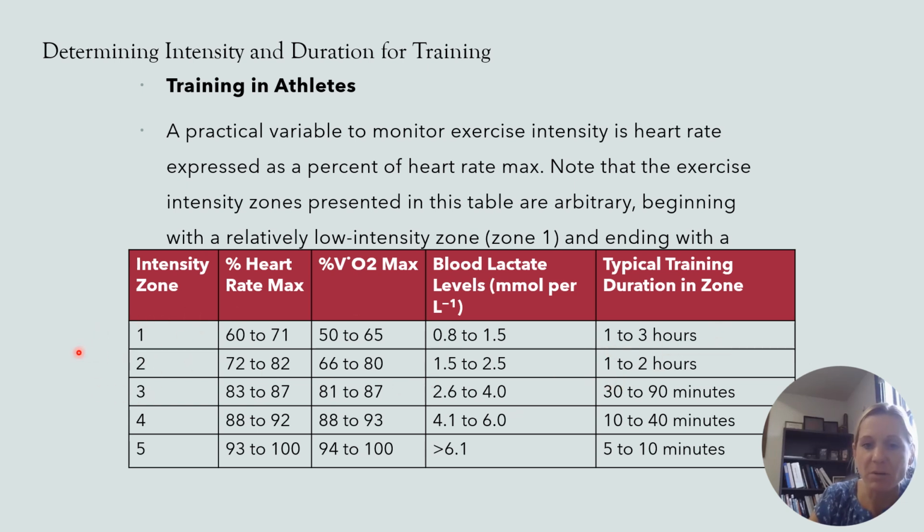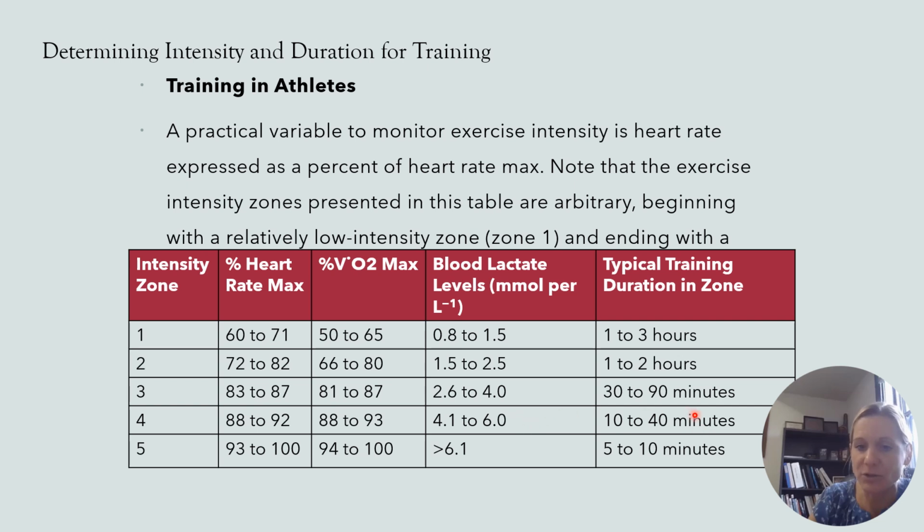Zone 2 is going to be more like a moderate intensity workout, and you should be able to hold this for 1 to 2 hours. Zone 3 is kind of hitting that lactate threshold area, and we could hold that for 30 to 90 minutes. Zone 4, we're looking at kind of an upper end lactate interval type of workout, or low end VO2 interval type of workout. So again, we can hold these for 10 to 40 minutes.